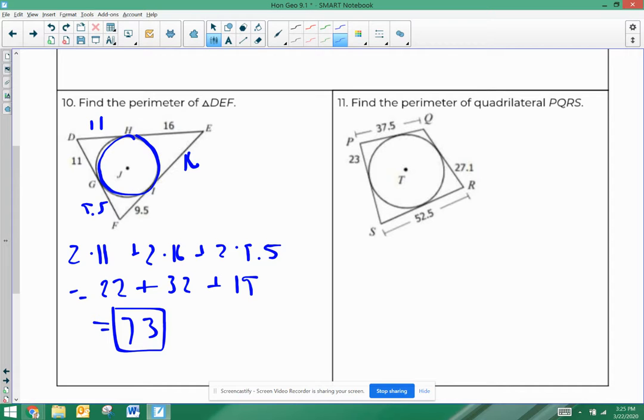All right, and then finally number 11, find the perimeter of quadrilateral PQRS. So we were given some of the full segments, some of the partial segments, and we kind of have to piecemeal and go from there. So this part, 27.1, so I know that this is also 27.1. If I do 52.5 minus 27.1, that gives me 25.4. So I know this part now is 25.4.